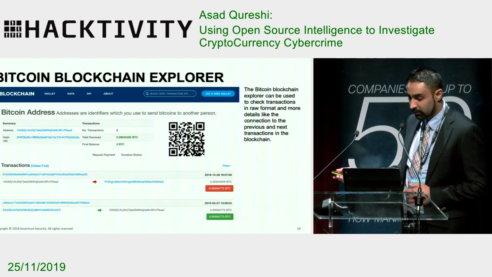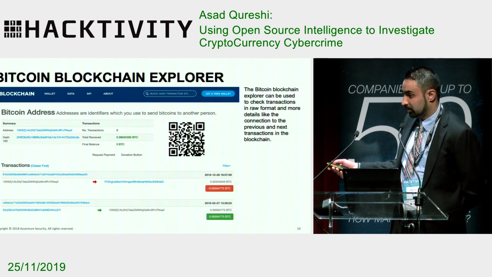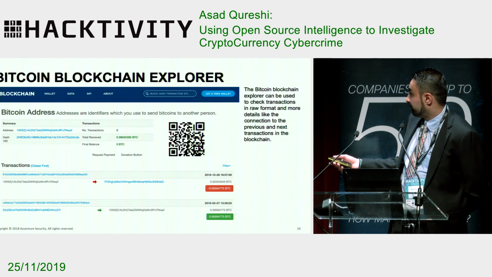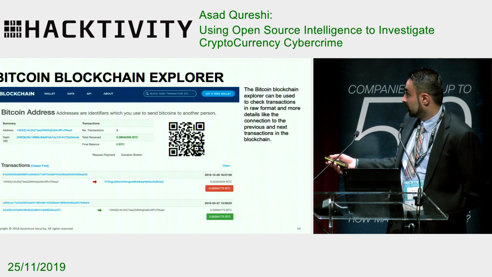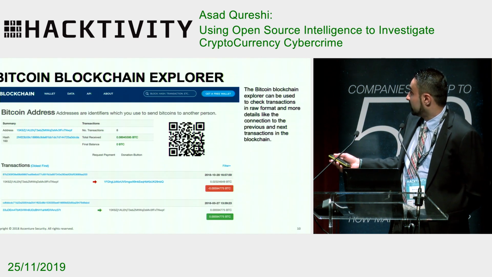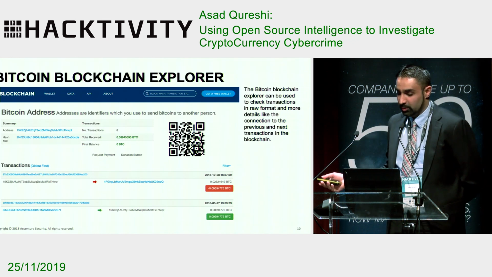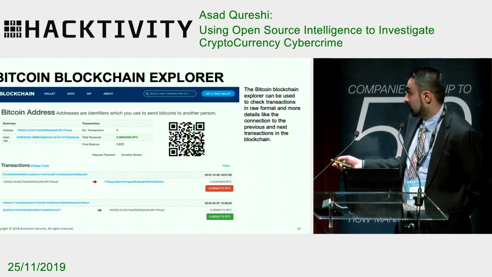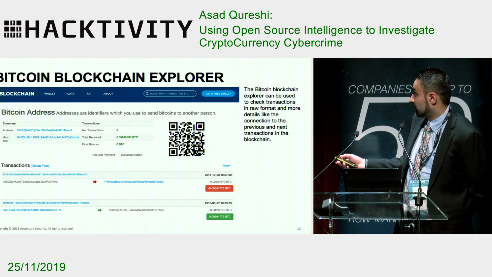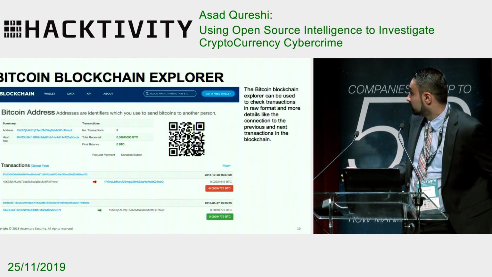Okay, then we have the famous Bitcoin blockchain explorer. This is the most used tool, actually, because every transaction on the Bitcoin blockchain will be recorded on the public blockchain. So we can also see the transaction here, the total received amount, and the final balance.